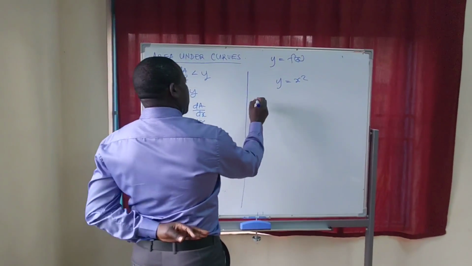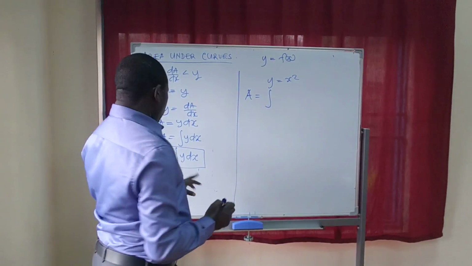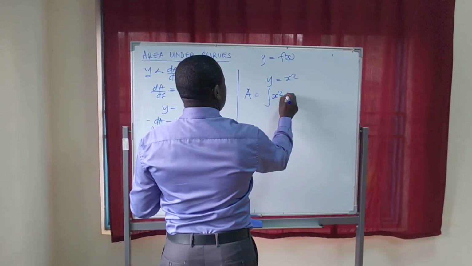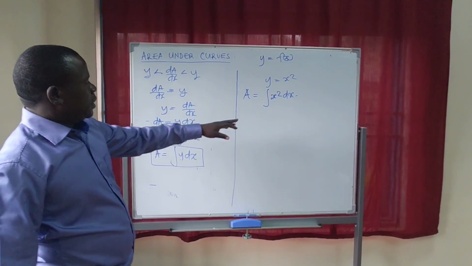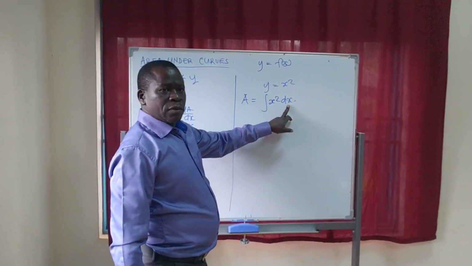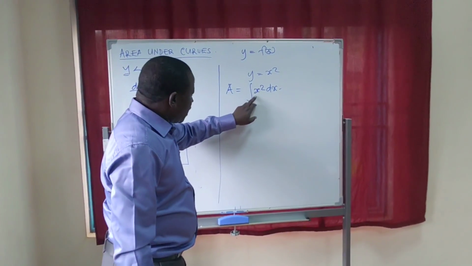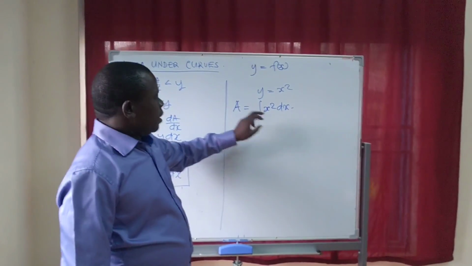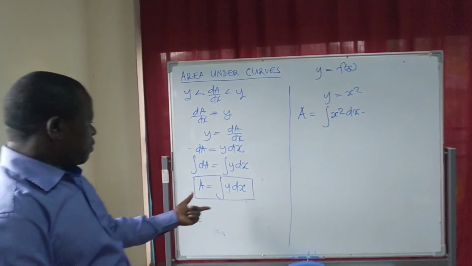Therefore, it means the area under the curve will be equal to, y is now x squared, which will give me the integral of x squared dx. Now, what does it mean? It means I'm now integrating this function with respect to x. Of course, this is the curve we are looking at. Now, remember that I tried to define this curve.